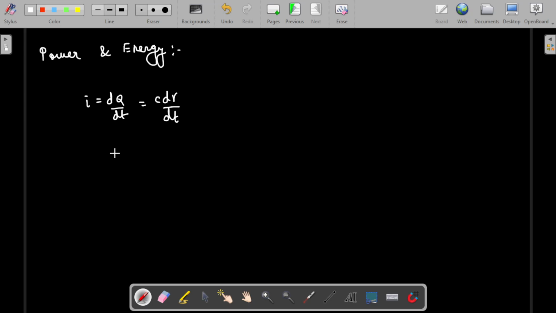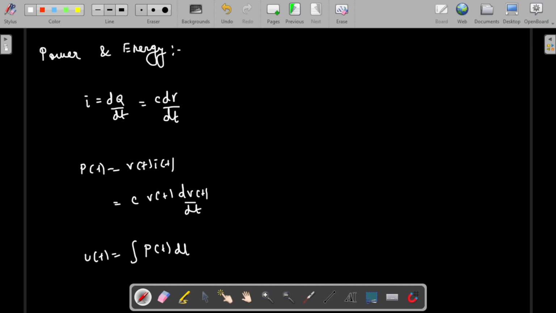The instantaneous power p of t is V of t times I of t. Substituting I of t as C dV by dt, this becomes C V of t times dV of t by dt, because this is instantaneous. If we calculate the energy stored in the element, it is the integration of p of t over dt. That is the formula to calculate it.